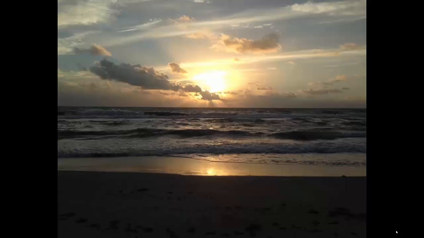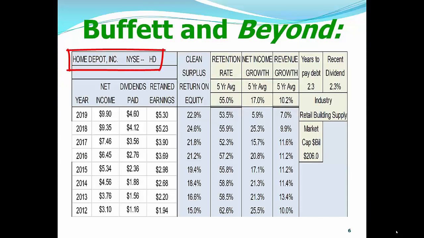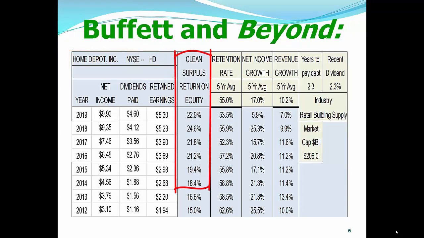But first, John wants to know about Home Depot. Is it making money, and should it be in a growth portfolio? All right, let's look at Home Depot, and the first thing that we want to look at is that clean surplus return on equity. And folks, think of your bank account.